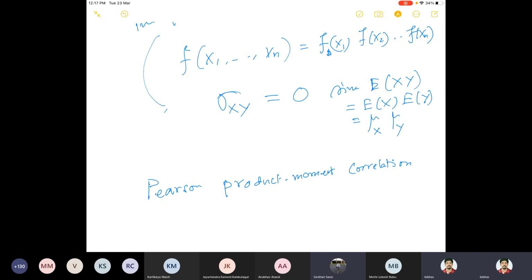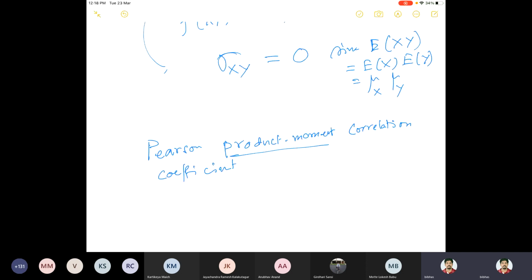Correlation coefficient. Sometimes it is just called correlation coefficient, or some people prefer to call it Pearson's product moment correlation coefficient.